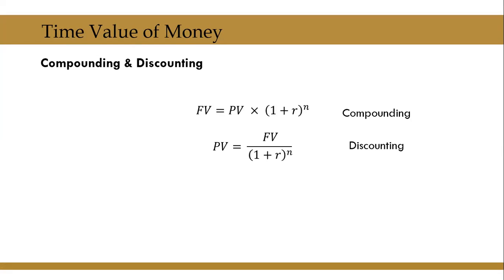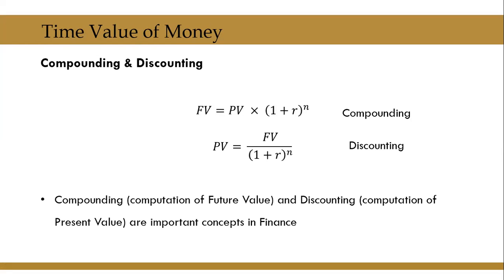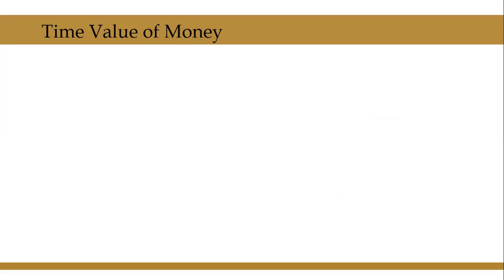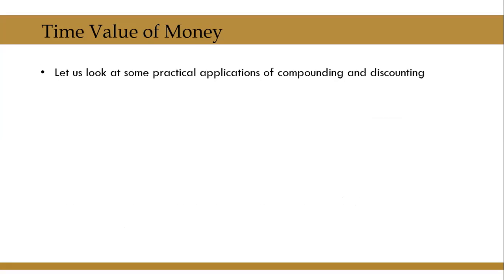The rate used for compounding is called compound interest rate, and the rate used for discounting is called discount rate. These two concepts of compounding and discounting are fundamental to most of the advanced theories in finance. Most of the valuation concepts in finance use the concept of discounting extensively. Let us now look at some practical applications of compounding and discounting.